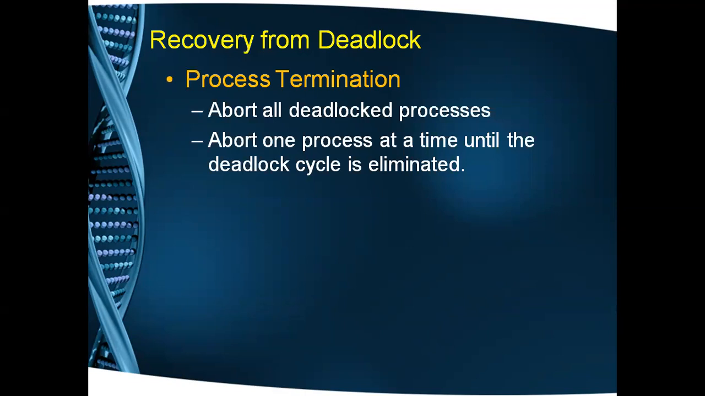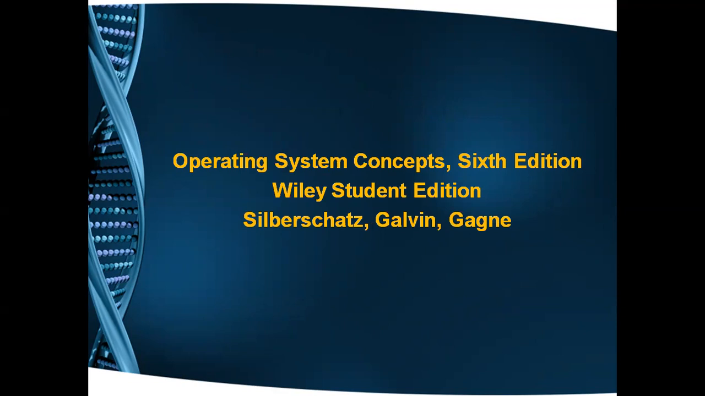By using these two techniques, we can recover from a deadlock. So these are the 4 methods for handling deadlock: prevention, avoidance, detection, and recovery.